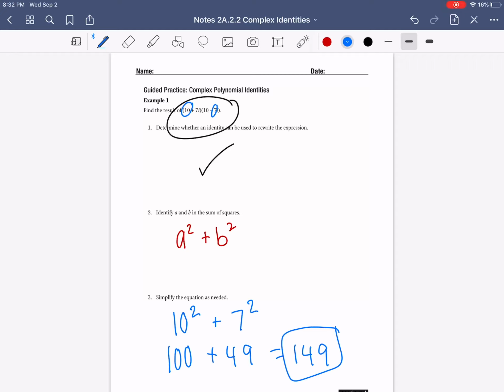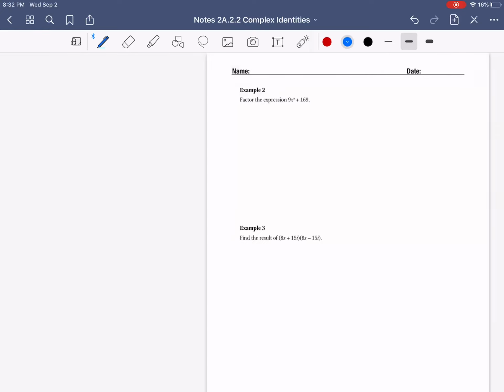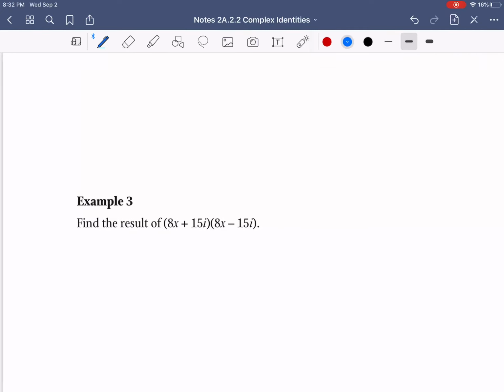So instead of having to do box method, we were able to just go ahead and take A, square it, take B, square it, add them together. That's it. Okay, we're going to do one more example of this. On the back side of that paper, we're going to do number 3.